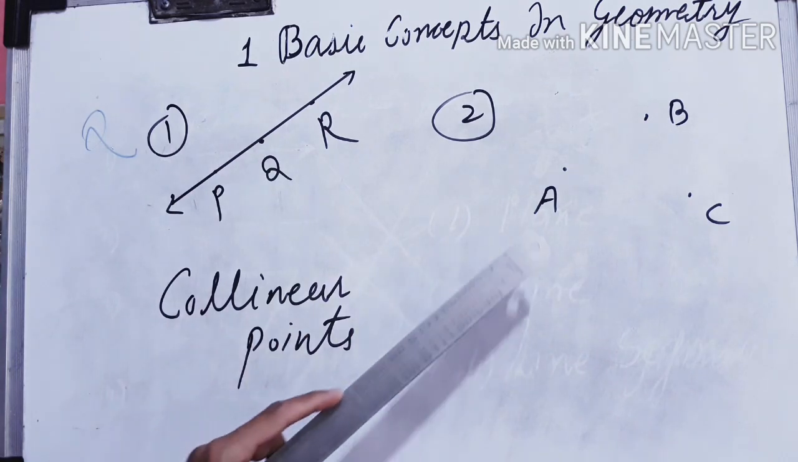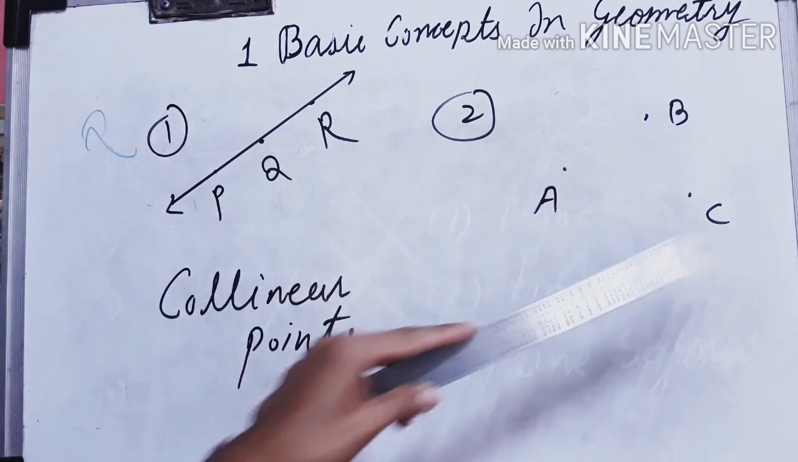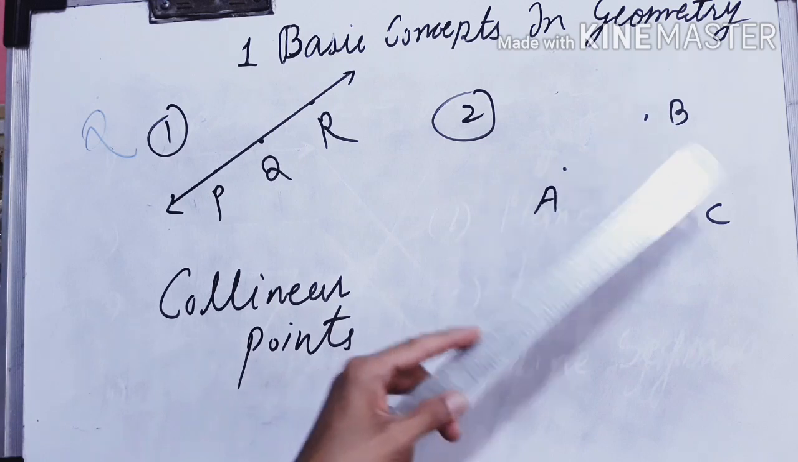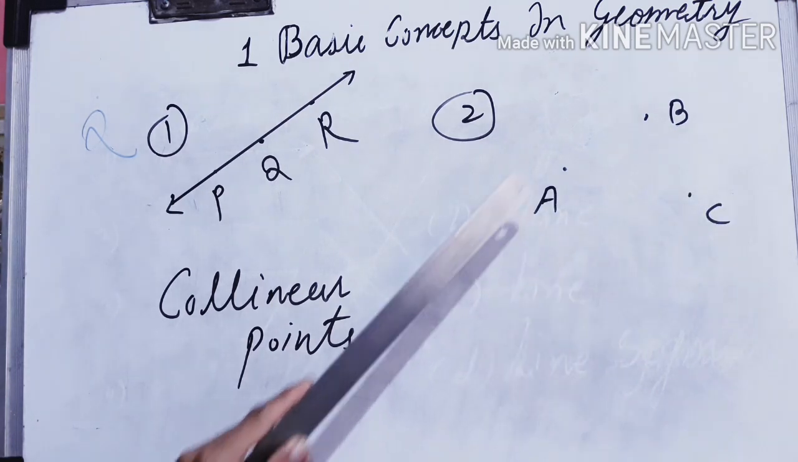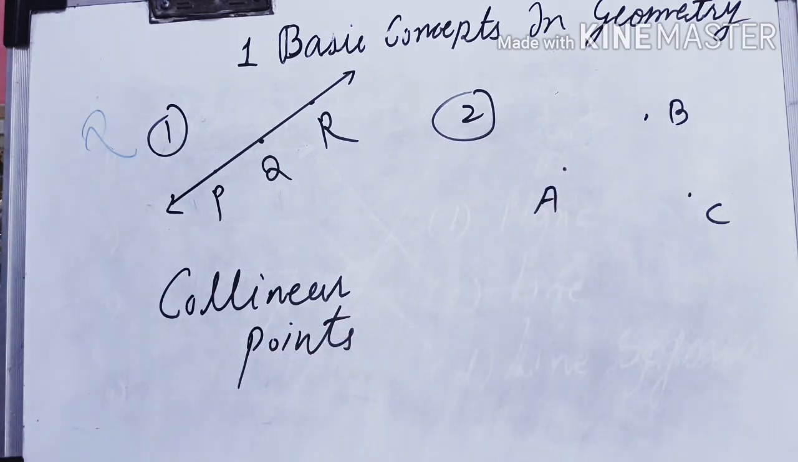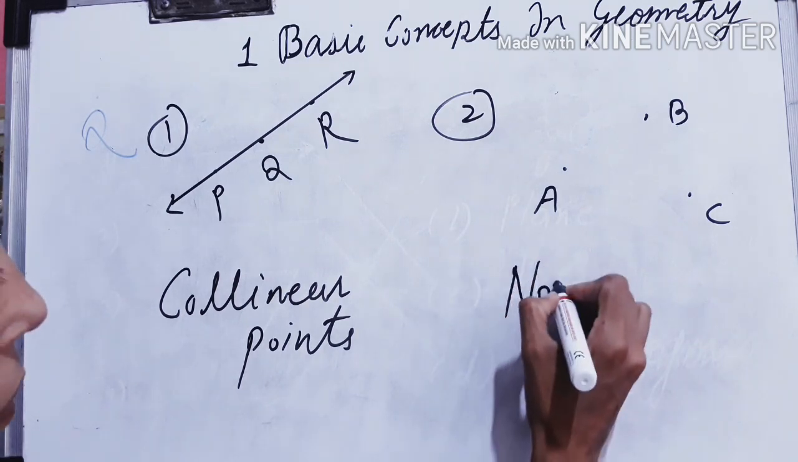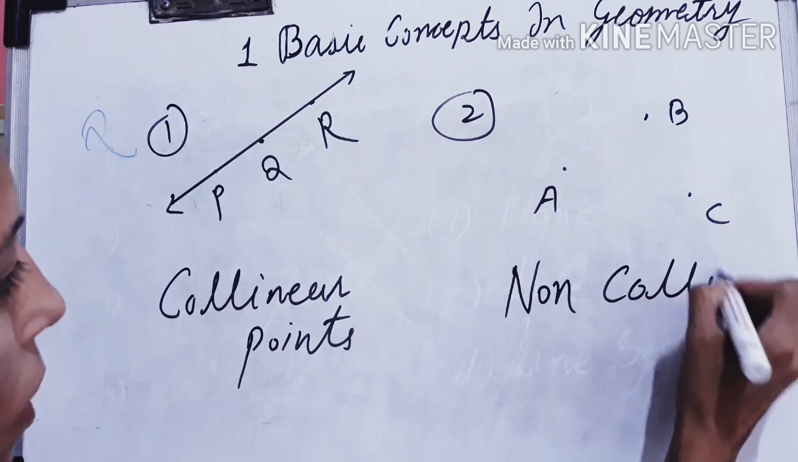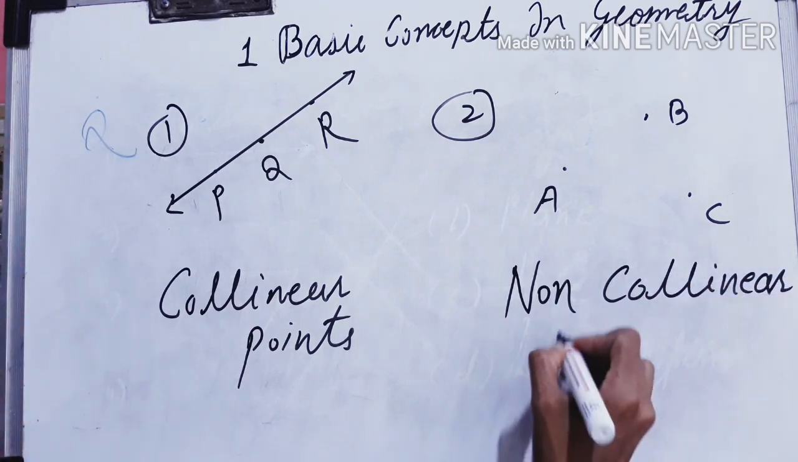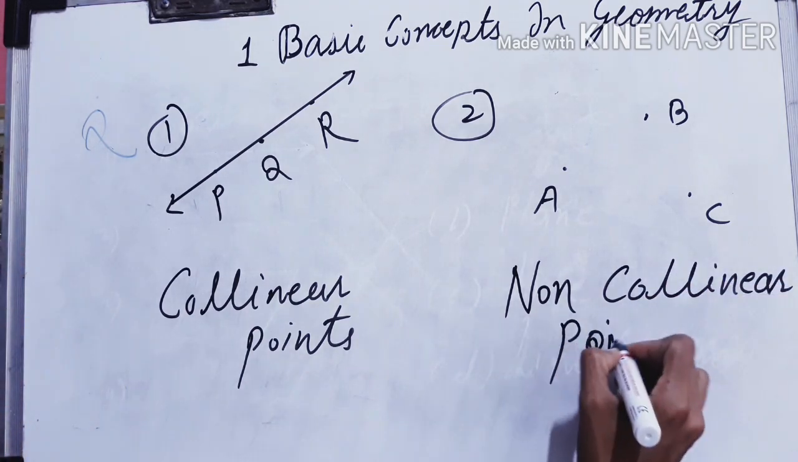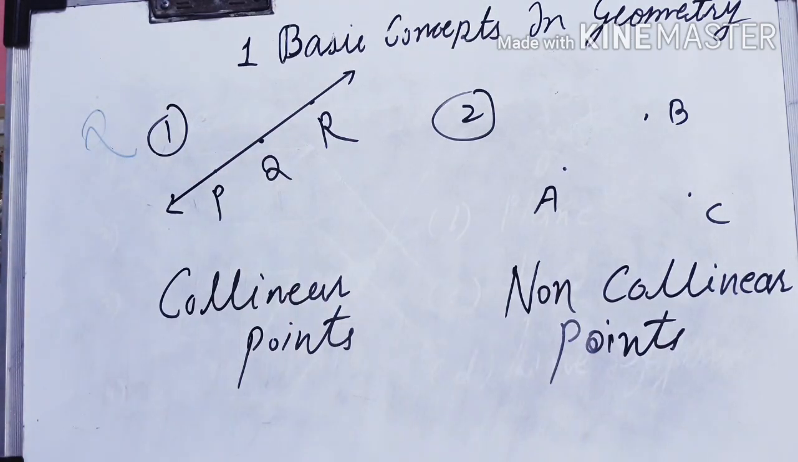And here, point A, point B, point C. Can I draw a single straight line which can pass through point A as well as point B and point C? No, we cannot draw a single straight line because they are not in a single line. That means they are non-collinear points. So this is the difference between collinear and non-collinear points.